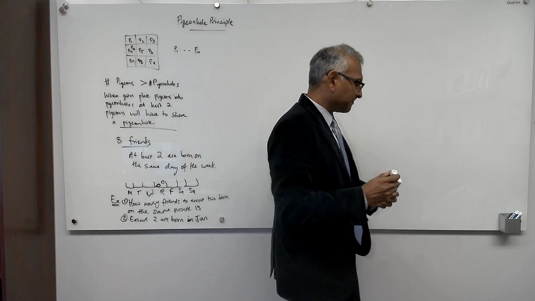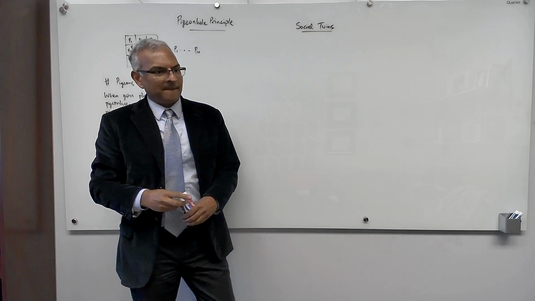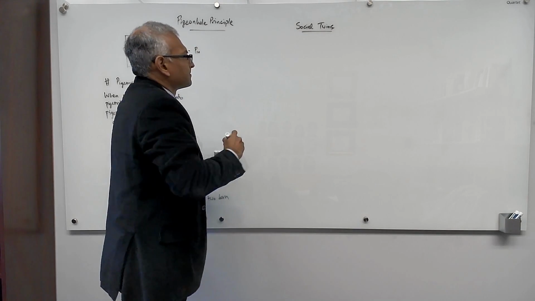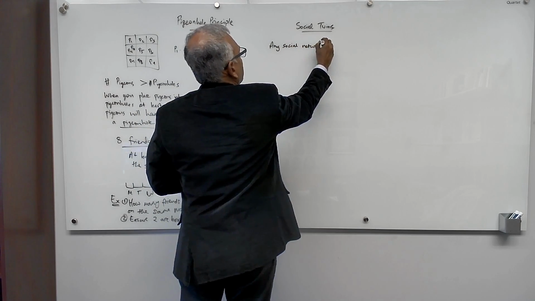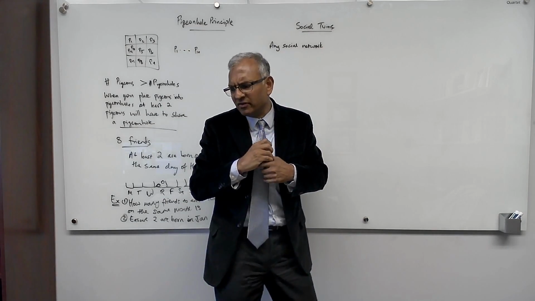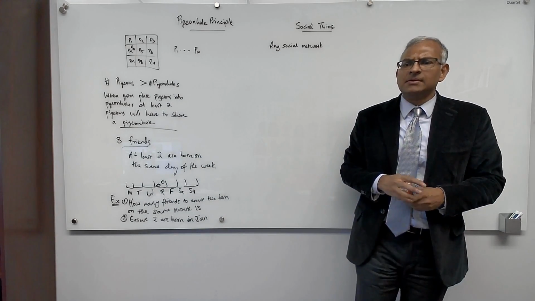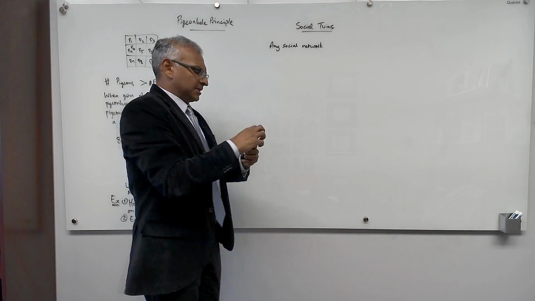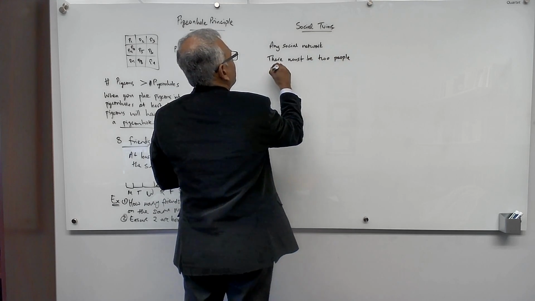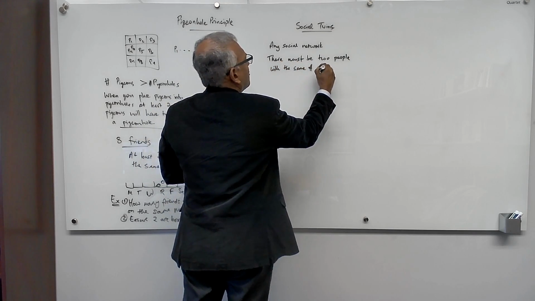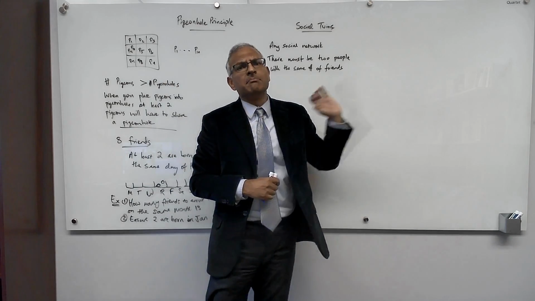Now let's do some deeper examples. Social twins. Take any social network, for example, Facebook. A billion people, and all the friendships are arranged in a very, very complex way. Now, different people have different numbers of friends. But I claim that there must be two people with the same number of friends. Even in a billion node network with very complex friendship relationships, there must be two people with the same number of friends.